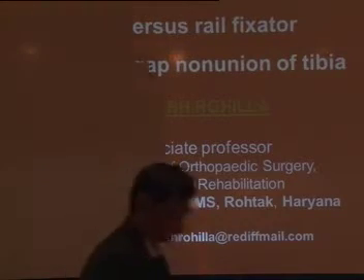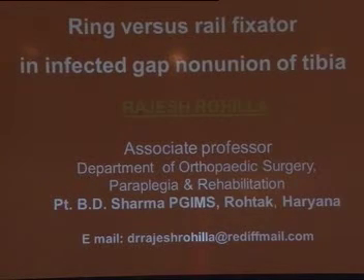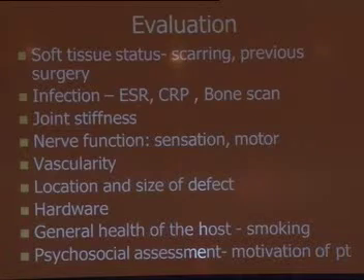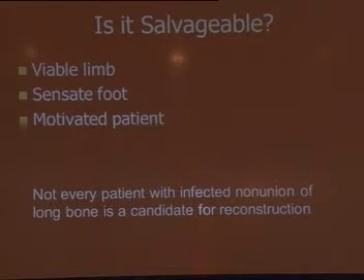Good afternoon to everyone. My topic is ring versus rail fixator in infected gap non-union of tibia. Infected non-union of tibia has so many problems like infection, non-union, deformity, shortening, bone and soft tissue loss. These patients need to be evaluated for soft tissue status, infection, joint stiffness, nerve function, vascularity, location and size of defect and hardware. Then we have to decide whether the limb is salvageable or not.